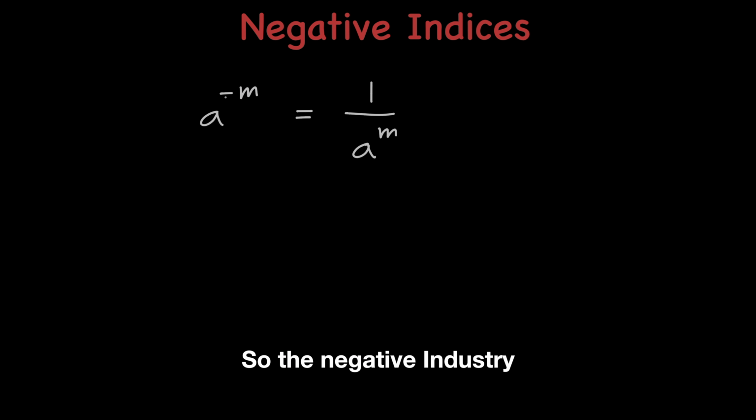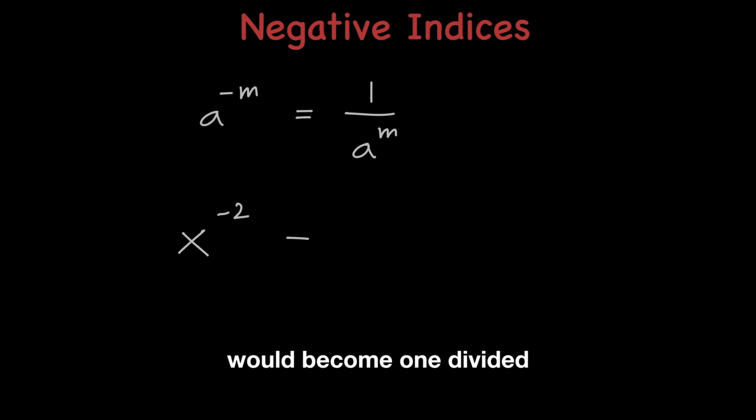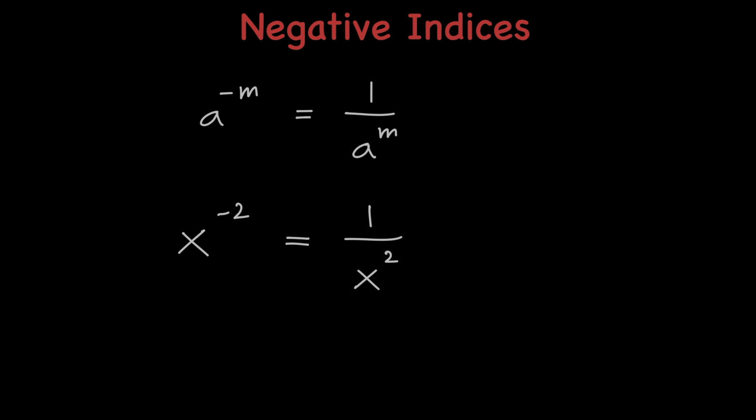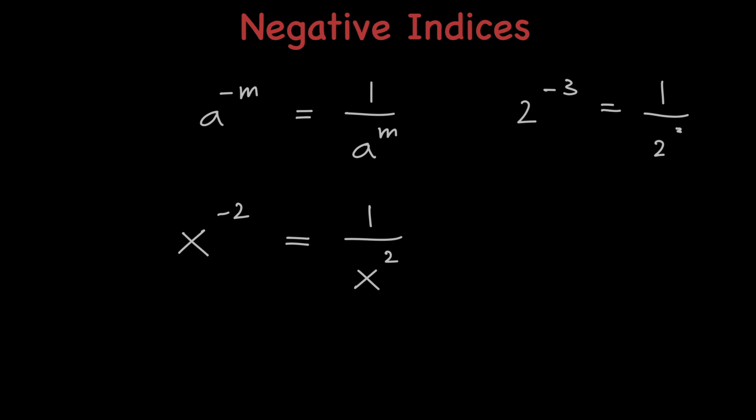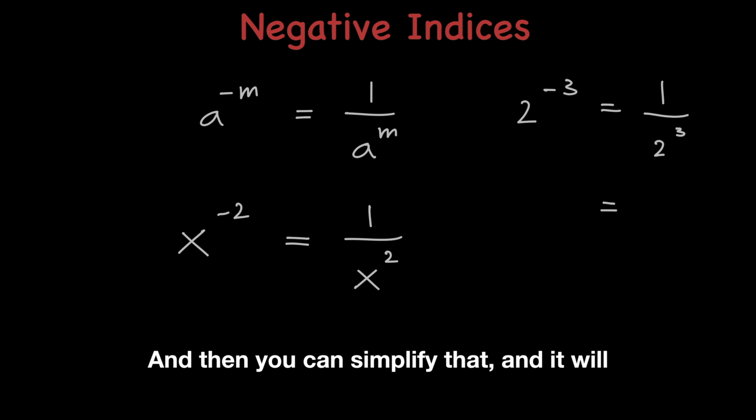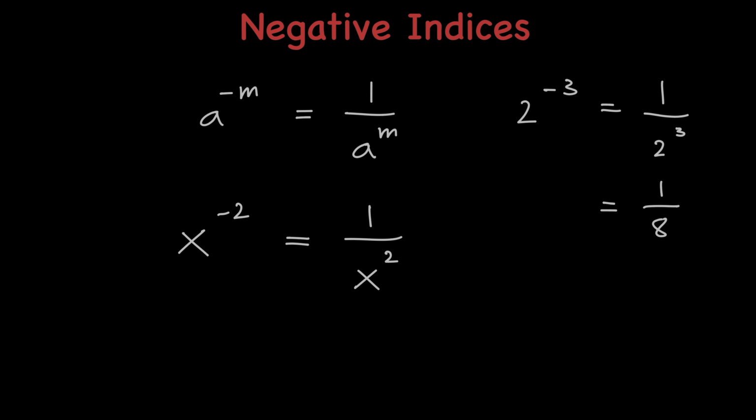So the negative index always results in the reciprocal of the term. So for example, if we had x to the power of negative 2, that would become 1 divided by x squared. Another example, 2 to the power of negative 3 becomes 1 divided by 2 to the power of 3. And then you can simplify that and it will become 1 over 8.